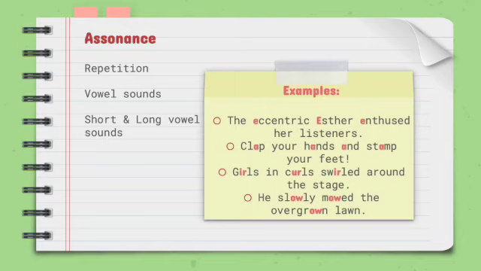In example 3 we see, girls in curls swirled around the stage. The fourth example says, he slowly mowed the overgrown lawn. We see that these two sentences are slower in tone and have vowel sounds that are repeated in the middle of words, not necessarily at the beginning. We also see that there are different vowels being represented in each word. For example, in the third statement it says, girls, I and R are the two vowels there, not necessarily having to be the same vowel sound.